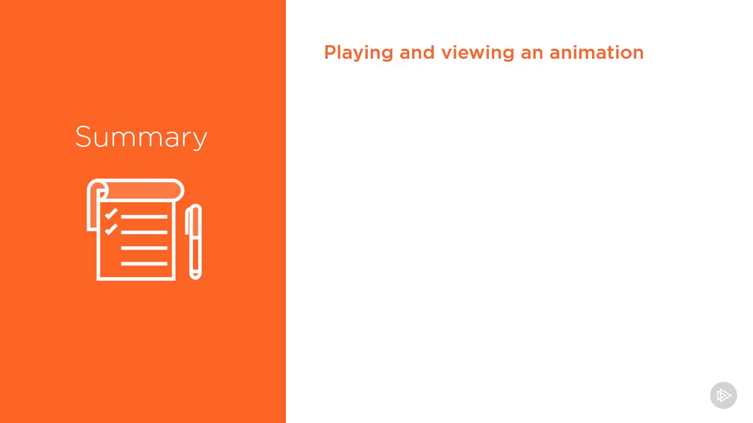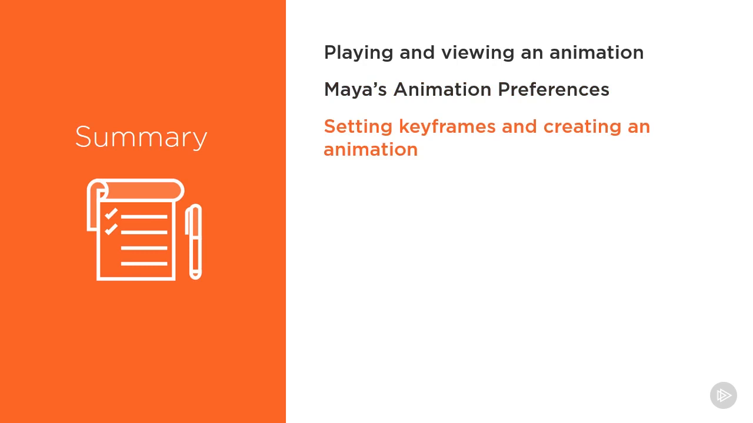We first learned about Maya's playback controls and how to playback and view an animation. And then we learned about some of Maya's animation preferences like the playback speed. And then we learned about the foundation for all your animation, keyframes. We learned how to set keyframes, how to copy and paste keyframes, as well as how to create our very first animation. And then we jumped directly into the graph editor. We learned all about the graph editor, how to use it to fine-tune and tweak your animations. And we also learned about the different tangent types and how to adjust your tangent handles.